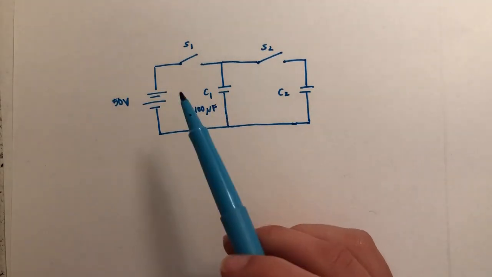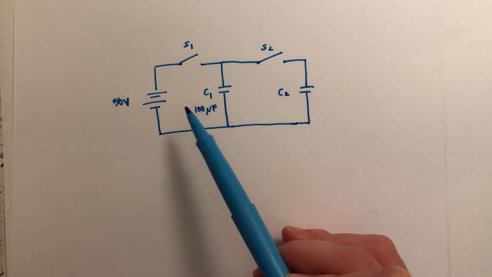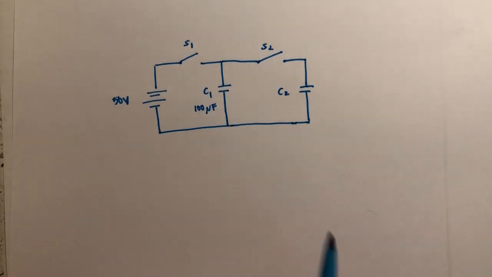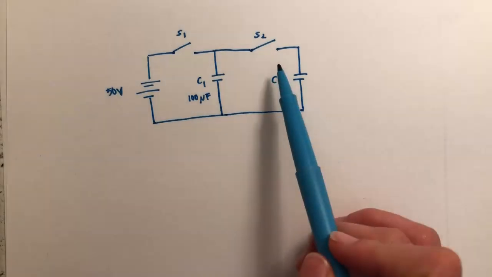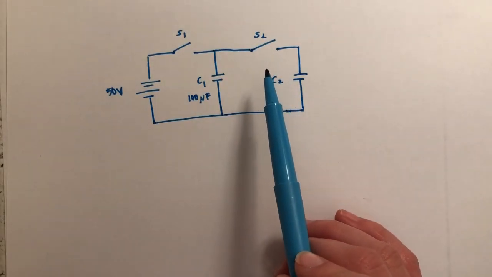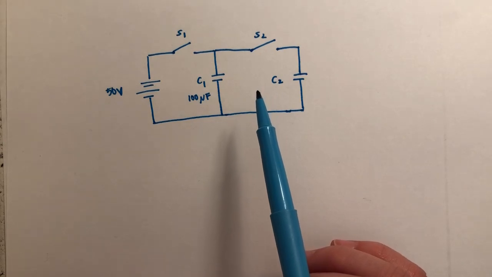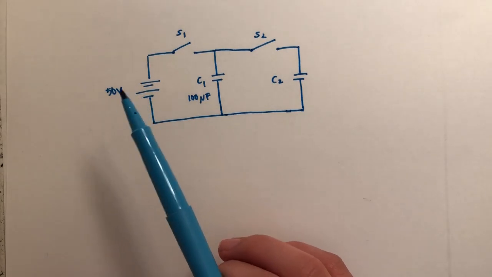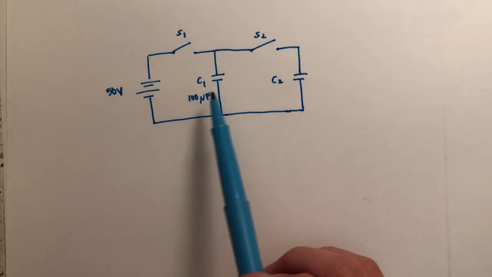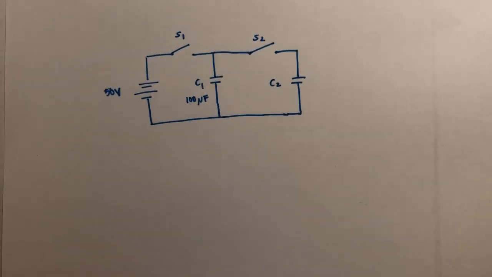Then switch 1 is opened, which disconnects the battery from the circuit. Following this, S2 is closed. Okay, so for A, the question is, before S2 is closed, what charge is stored on capacitor 1? So before switch 2 is closed, switch 1 is closed, which charges the 100 microfarad capacitor. So what charge is stored on C1, or capacitor 1?